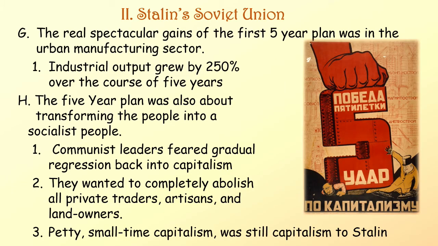The real spectacular gains of the first 5-year plan were in the urban manufacturing sector. Industrial output grew by 250% over the course of 5 years. The 5-year plan was also about transforming the people of Russia into a socialist people. Communist leaders feared gradual regression back into capitalism, and they wanted to completely abolish all private traders, artisans, and landowners. Petty, small-time capitalism was still capitalism to Stalin.